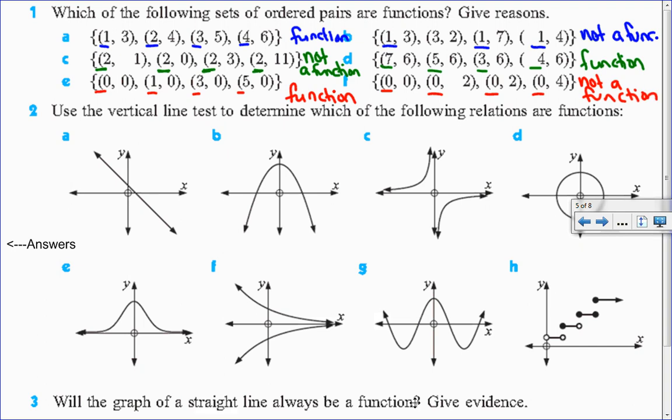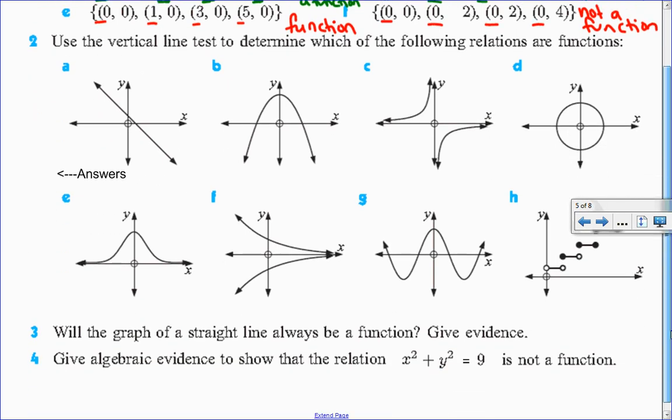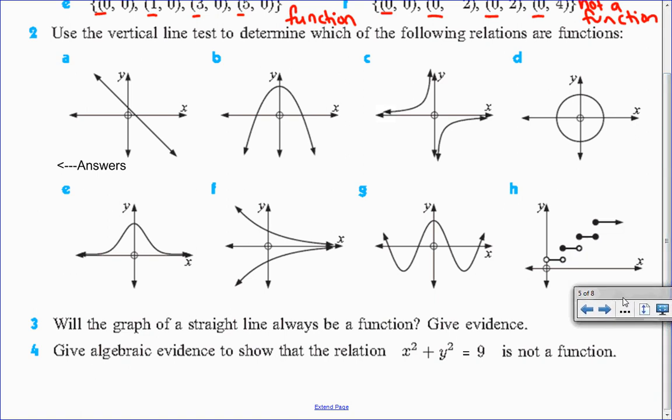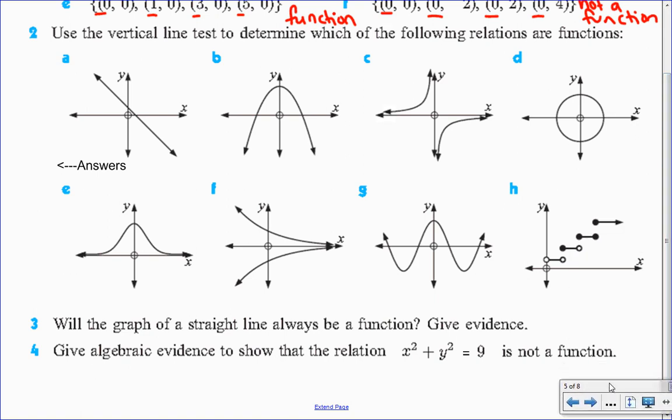Okay, more vertical line tests. So I'll let you try those ones, and the answers are here. And I'll show those as well.